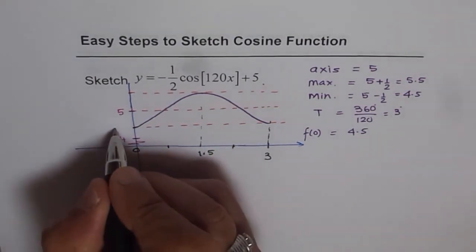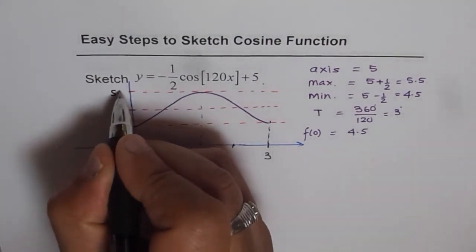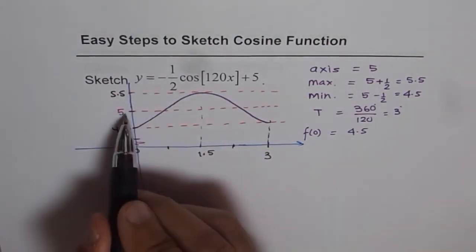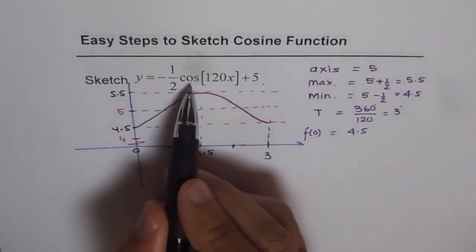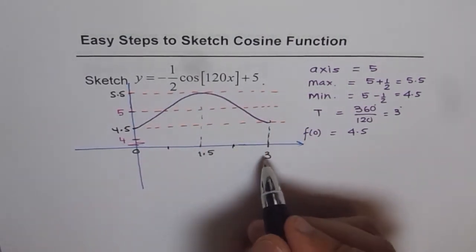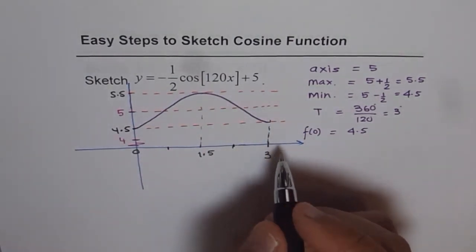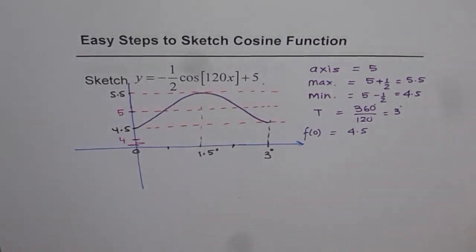fill in the values. So what we have here is 4.5 the minimum value, 5.5 the maximum value, axis is at 5, correct? Minus means cosine starts with a minimum. 120 means time period of 3. So there you are, time period of 3 degrees. So these units are in degrees. So that is how you can sketch your function very easily and very accurately.